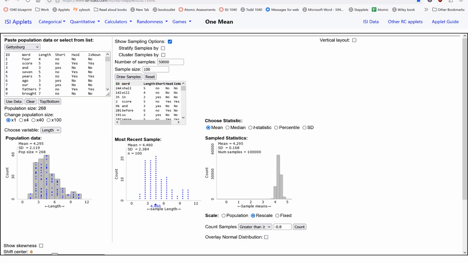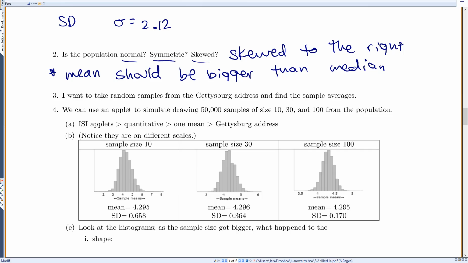My scale still looks kind of weird just because I changed it in the middle of it. Okay, so again, smaller standard deviation when I have a bigger sample size. Let's go back to our notes. So here's what I got when I drew out a sample size of 10, a sample size of 30, and a sample size of 100. Okay, but they are on different scales.